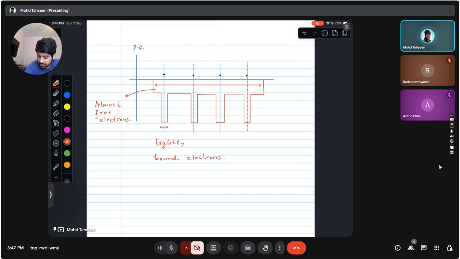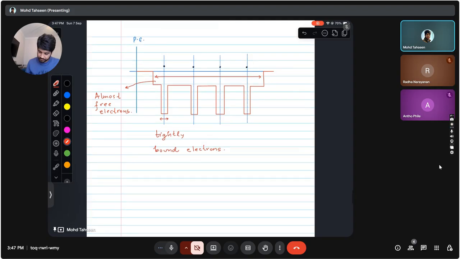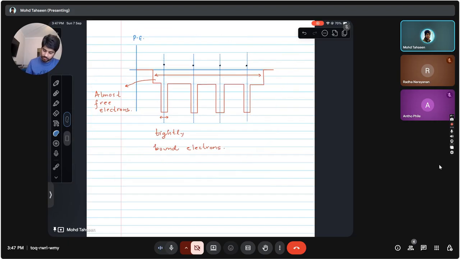Okay, so we can identify these three regimes in the potential energy well corresponding to anisotropic solids, right? One more thing about this distribution, so let me draw it here: the concept of Fermi energy. So what happens now is that inertial electrons are present here, here, here, and similarly in every other well.